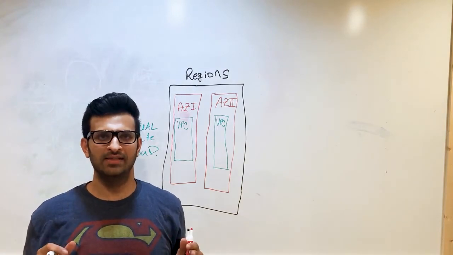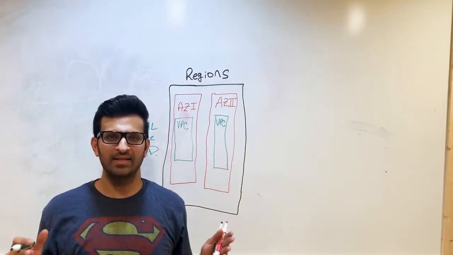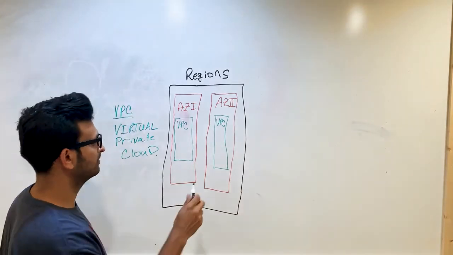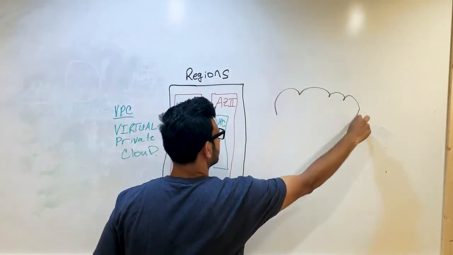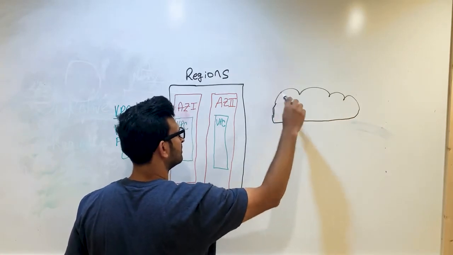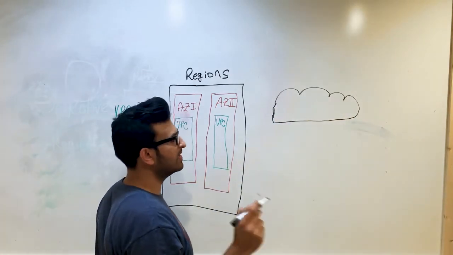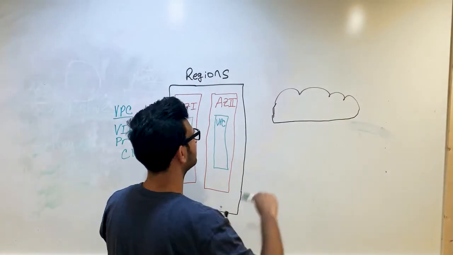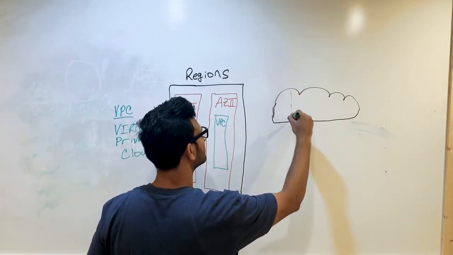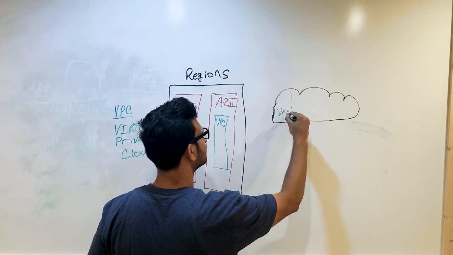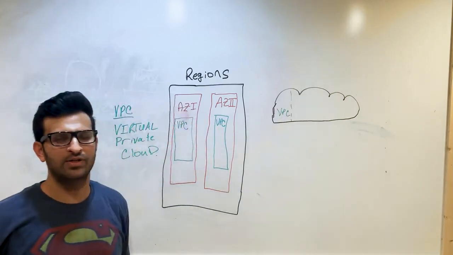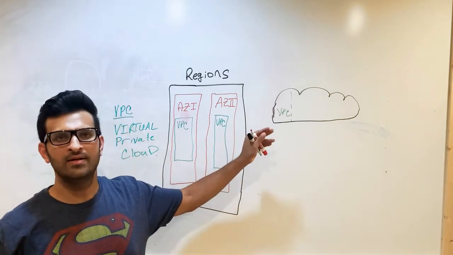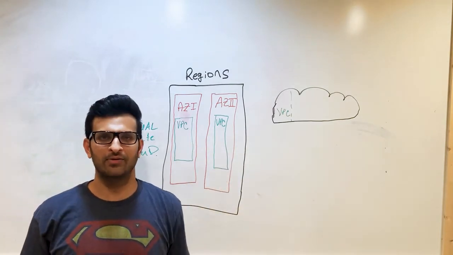So AWS, think of it as one big cloud, right? So a VPC you can think about is just having a piece of this cloud. Okay, so that is where your resources will go. You will have your own virtual private portion of that cloud.